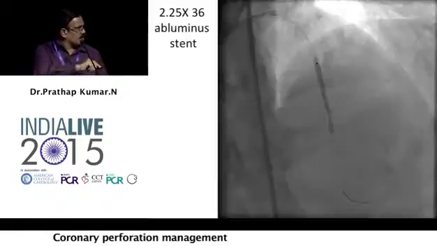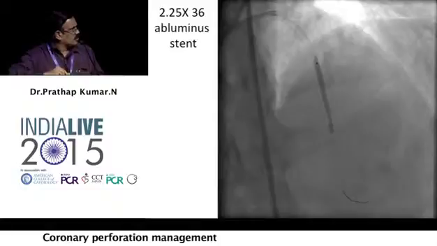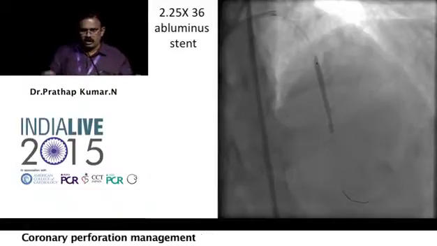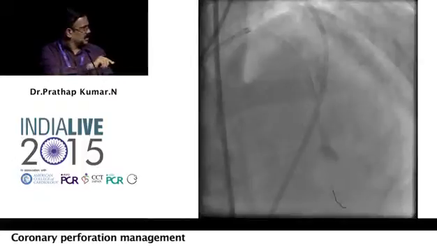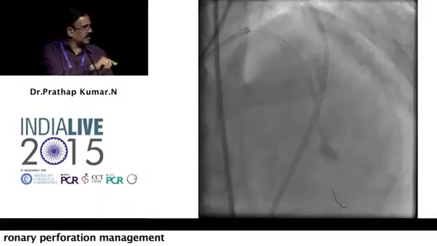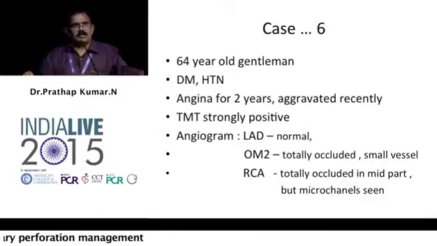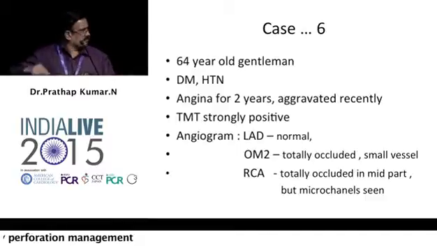What I did is actually I put another stent down, a 2.25 into 36 stent, for a prolonged inflation for nearly 15 minutes. Completely sealed off, and the patient became all right. With all these cases, actually I escaped, and the patient escaped, perforation.